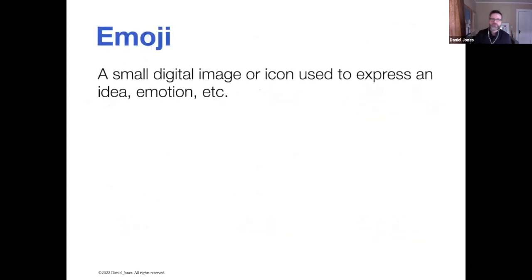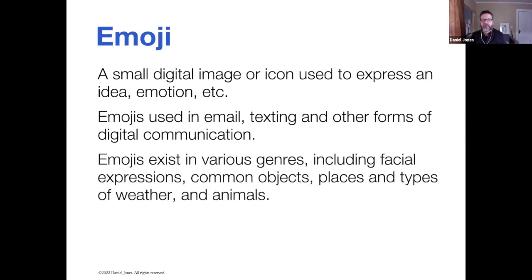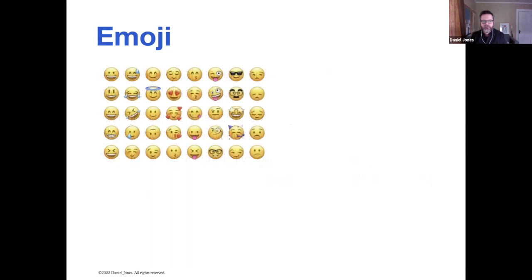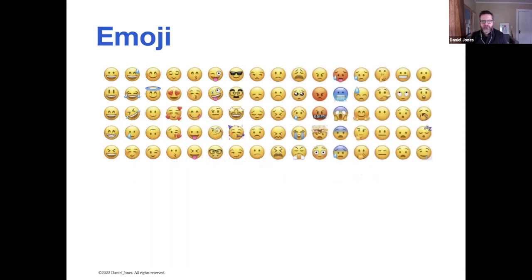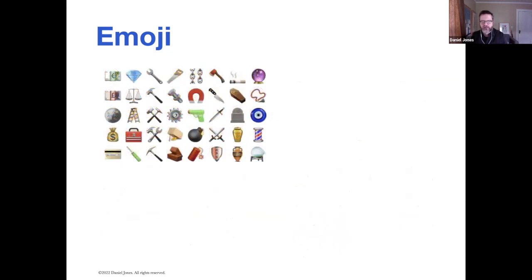Emojis do the same thing. The difference is an emoji is an actual image. It's not made from a keystroke on your keyboard. It's a small digital image or symbol used to express an emotion or an idea. Emojis are heavily used in texting, but you can also use them in email as well. And it's not just facial expressions. There are all different facial expressions, but there are also animals and vehicles and cars and objects. It just depends on what it is that you are doing.